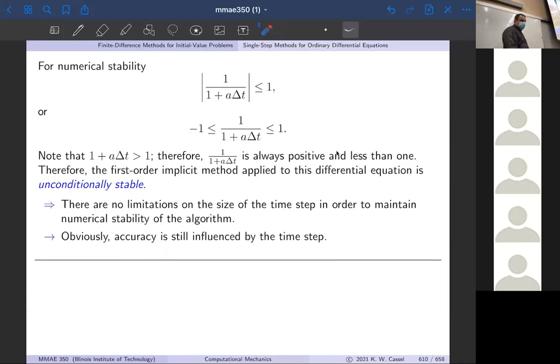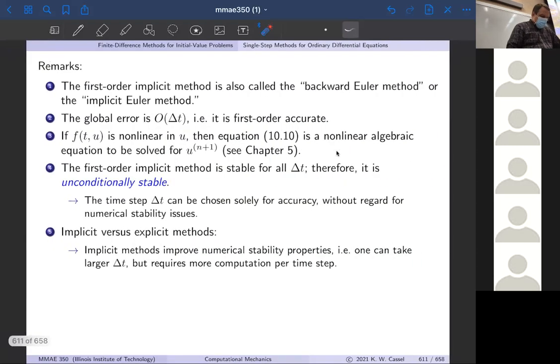Now I can choose my delta t only for the purpose of being sure that it's sufficiently accurate. I could have a delta t of 50. I'll get a horribly inaccurate solution, but at least it's stable. So this is good. It's unconditionally stable. So we check. Of the two issues with the first order explicit method, we've solved one of them. We've taken care of the numerical stability problem.